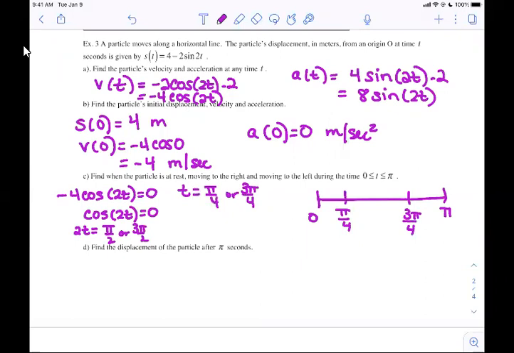Now this would definitely be a calculator problem. So what I would recommend you do, because it would be way faster, is put the velocity function in. Put in -4 cosine 2t in your graphing calculator and check the intervals. Where is it above the x-axis? Where is it below? That's telling you where the velocity is positive or negative.